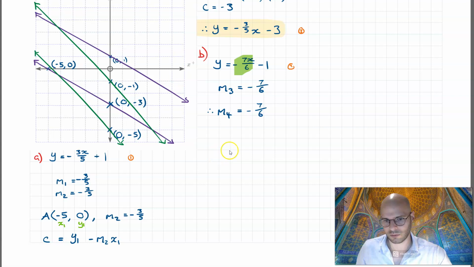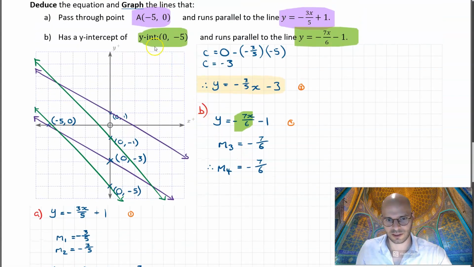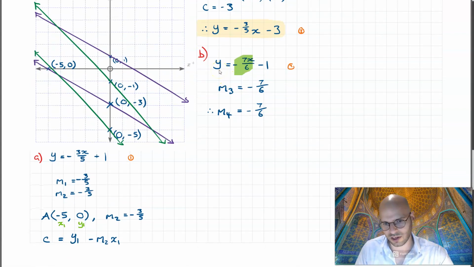Alright, for the next step we need to determine our y-intercept. In this case it's already told us that it's at (0, -5). So it's a nice easy one because we know we're cutting over here at negative 5. We simply know our value for c is minus 5. So therefore, putting it all together, our fourth equation, which runs parallel to our third, is y equals minus 7 over 6 x minus 5.